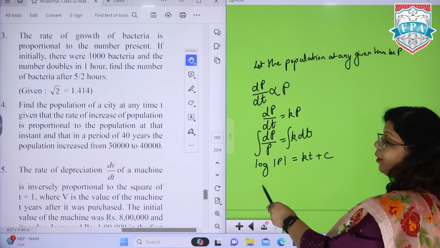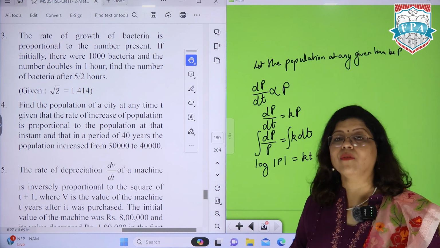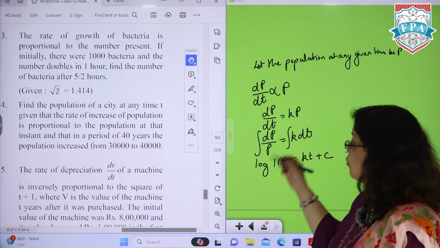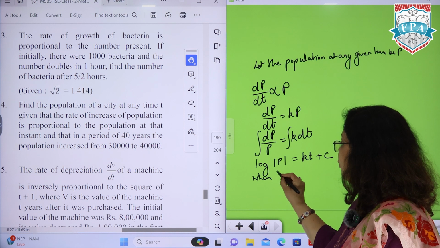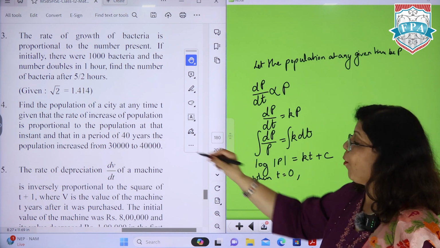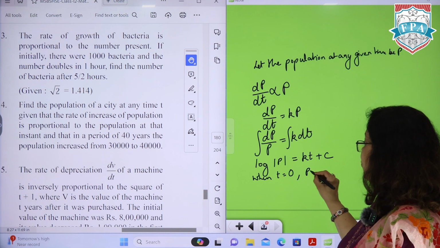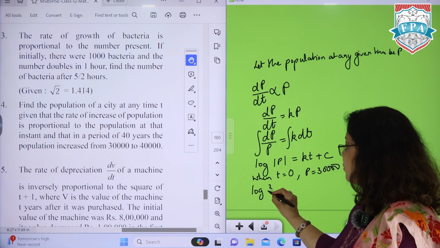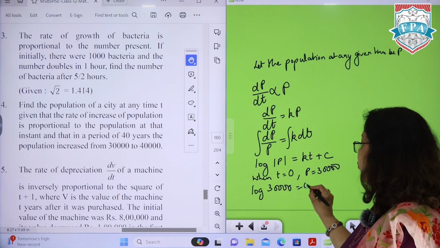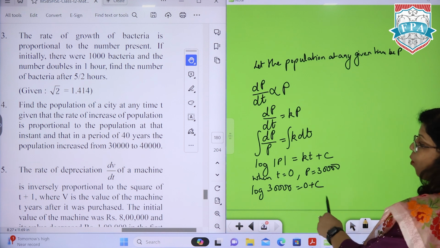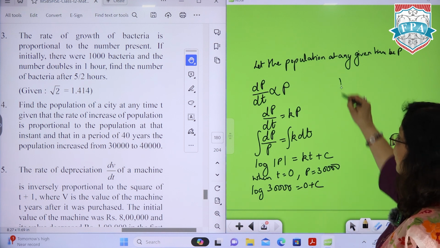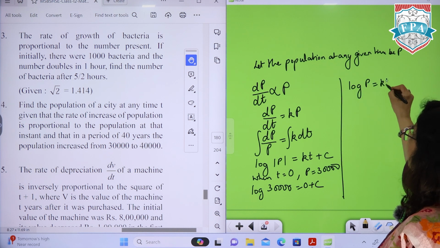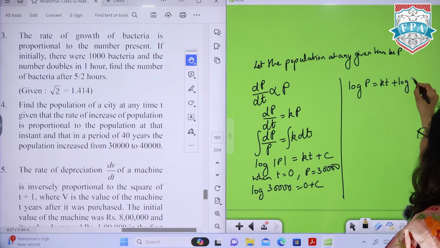We have got a base format. Now we have to find out the value of k and c for the given information. At the initial stage, when t is equal to 0, the original population is taken as 30,000. So p is given as 30,000. We'll put this value: log 30,000 is equal to 0 plus c, so c is log 30,000. Now your equation forms as log p is equal to kt plus log 30,000.